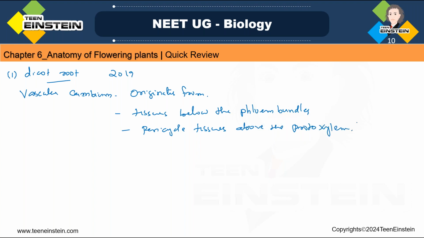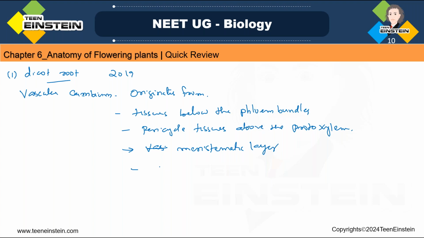Okay, you should remember the structure of dicot root. Here the vascular cambium originates from the tissue located below the phloem bundle and the portion of pericycle tissue above the protoxylem. The vascular cambium is the meristematic layer, and this layer is responsible for cutting off vascular tissues, that means the xylem and phloem.